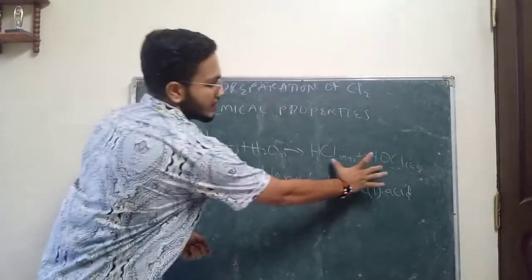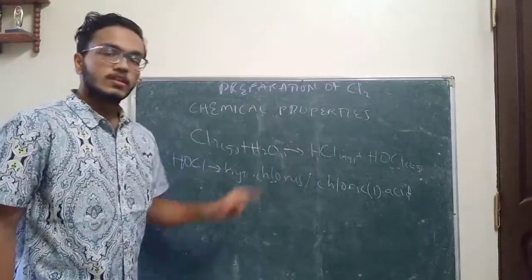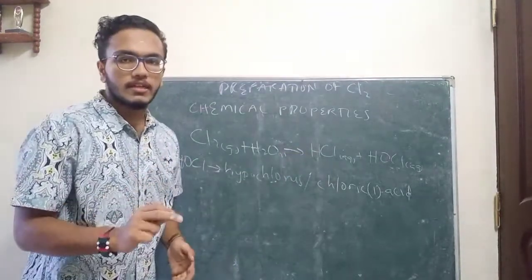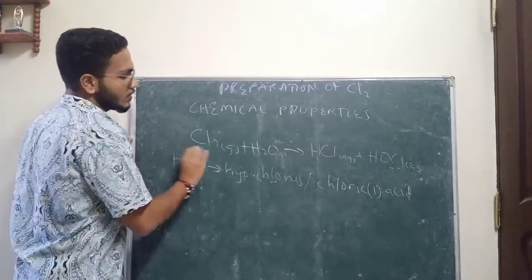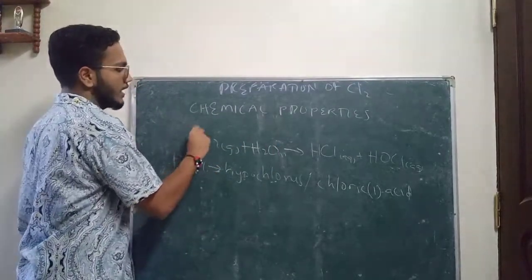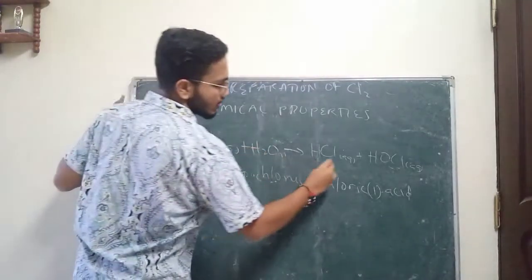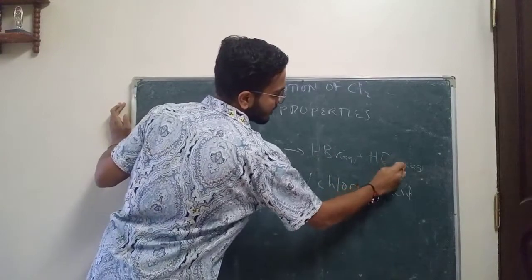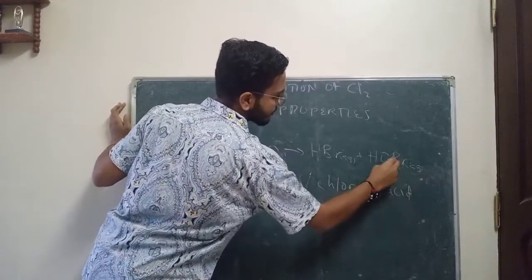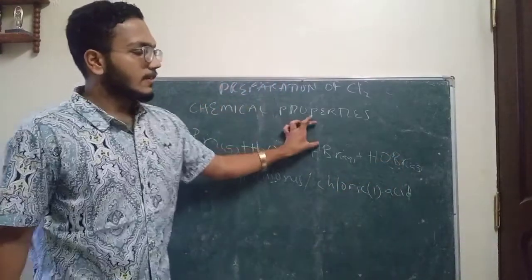What is the color of this mixture? It is pale yellow. Chlorine water is pale yellow and bromine water is pale yellow too. So instead of chlorine water, you can have bromine water. So instead of Cl2, you put Br2 plus water to form HBr plus HOBr. This equation is balanced. This is pale yellow.